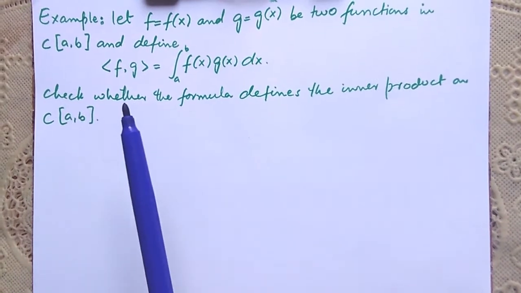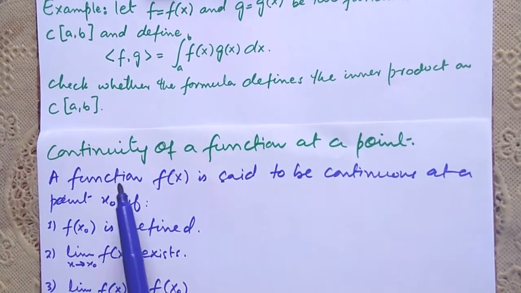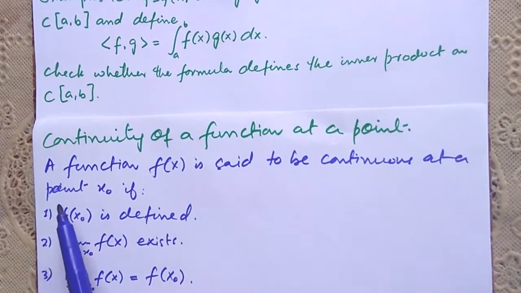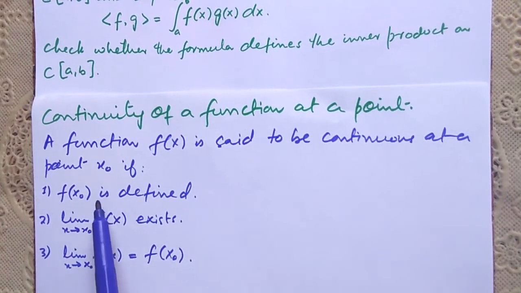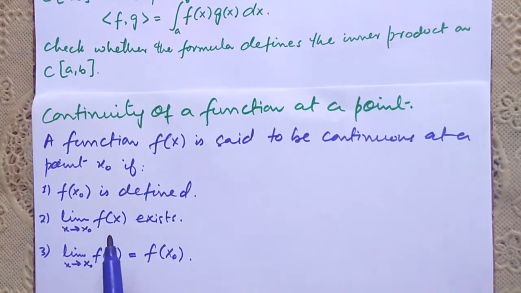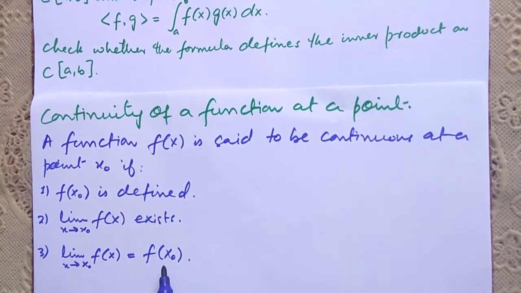You know what is meant by the continuity of a function at a point. So what is continuity at a point? A function f of x is said to be continuous at a point x naught if the following conditions are satisfied. That is, f at x naught is defined, the limit at x naught exists, and the limit of the function at x naught is equal to the value of the function at x naught.